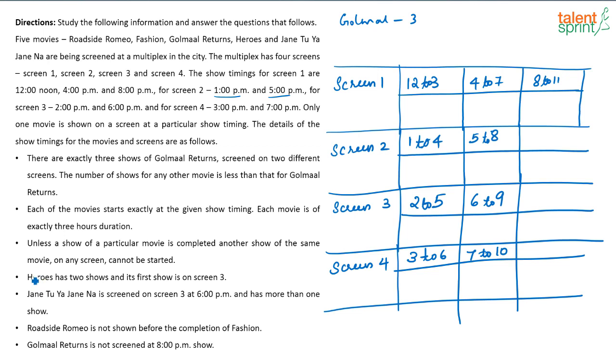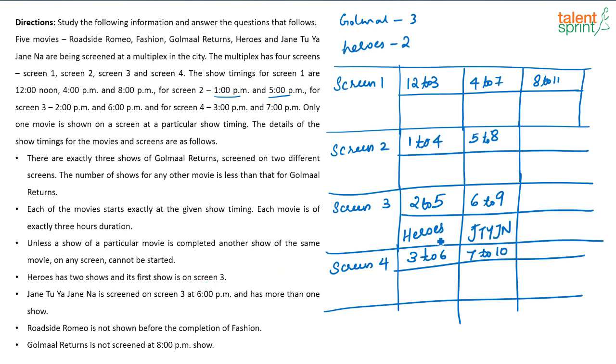Then, Heroes has two shows and the first show is on screen 3. So, Heroes can be here or here. Now, the next statement says Jaane Tu Ya Jaane Na is on screen 3 at 6 p.m. So, Jaane Tu Ya Jaane Na is 6 to 9. So, where is Heroes? Heroes is here because it is given very clearly. The first show is on screen 3.